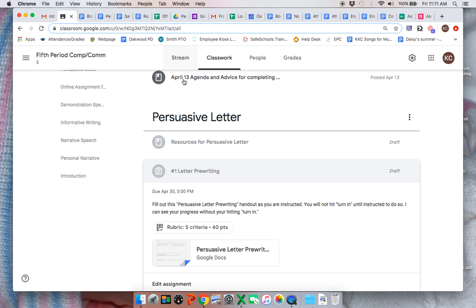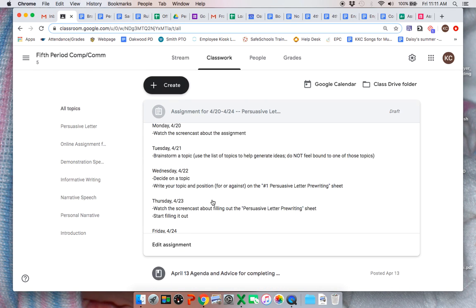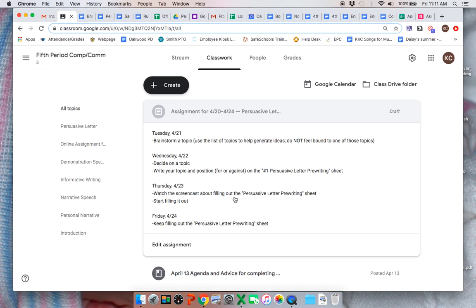Looking at the rest of the week, it looks like it's just working on filling out the persuasive letter pre-writing sheet. Start filling it out Thursday. Keep filling it out Friday. I don't have specifics of when each thing is due. Some of you might do all of this in one sitting. Some of you are going to do a little bit per night. It's up to you, and that's fine with me.